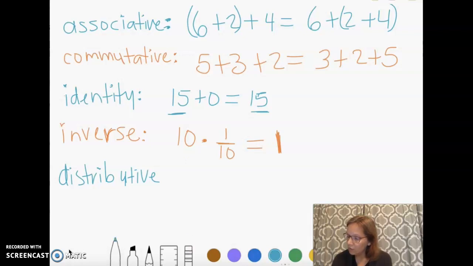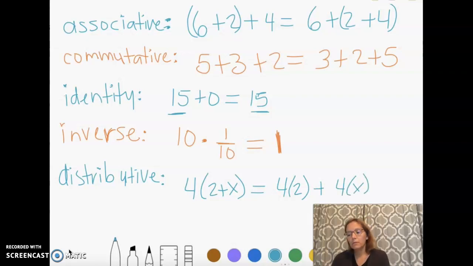And the last one, distributive property, that's when we have parentheses. So I might have 4 times 2 plus x in parentheses. And what that looks like, if I were to break it down, is 4 times 2 plus 4 times x. All right, because all I did was multiply those two together and then multiply those two together. And I kept that addition sign in between.